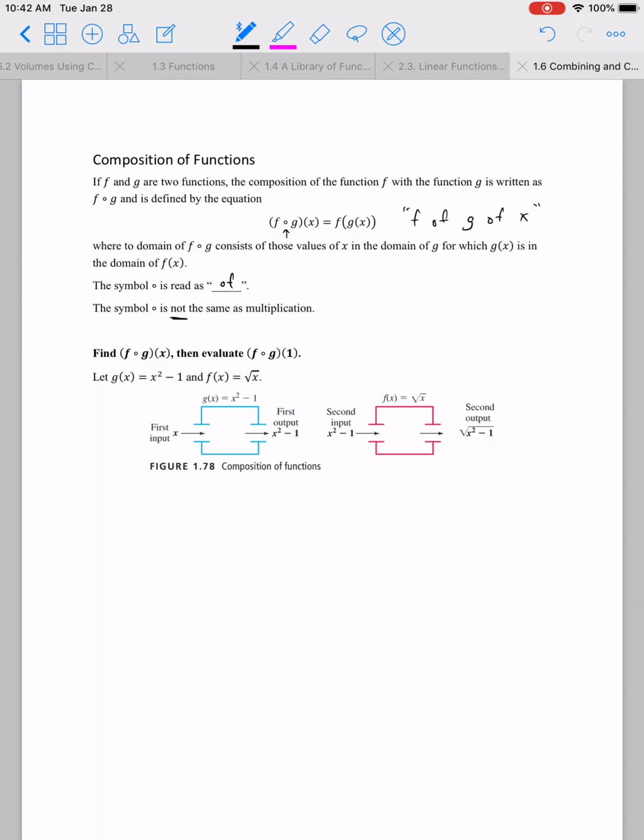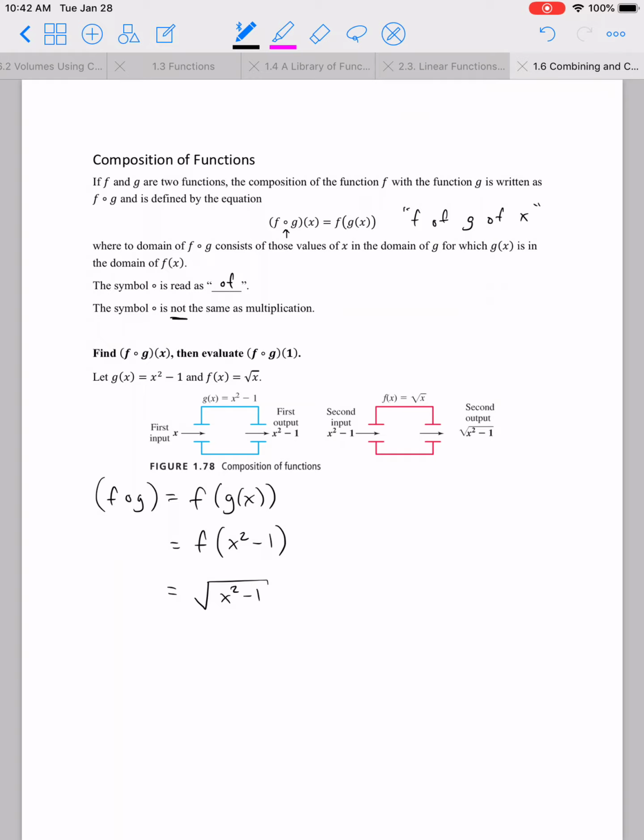So let's try this. If we just want to try, say, f of g of x, that's f of g of x, like that. And so we do f of, what is g? g is x squared minus 1, and then we go through and plug that in. Since f of x is square root of x, everywhere there's an x we're going to replace it with x squared minus 1. And there's f of g of x.